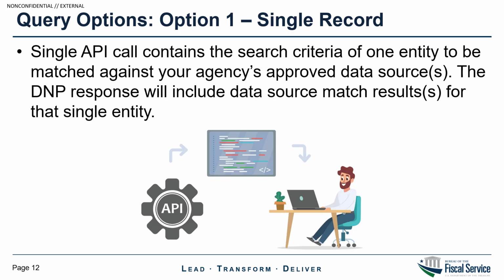The single record API is intended for agencies whose employees are in different workstations, completing eligibility determinations at different times. If this is your case, the single record API search may be sufficient.